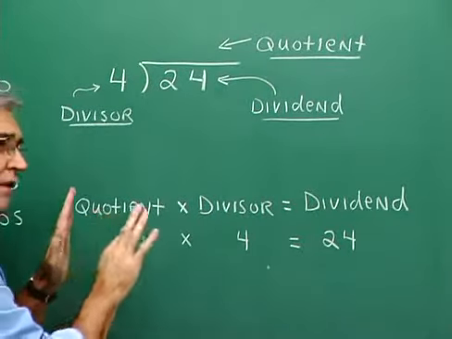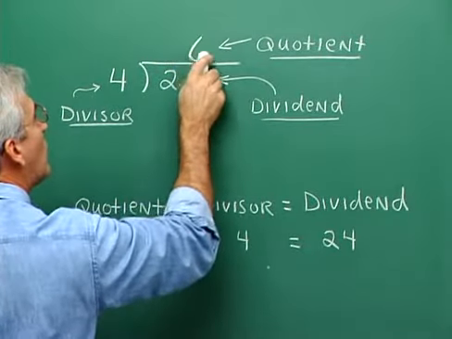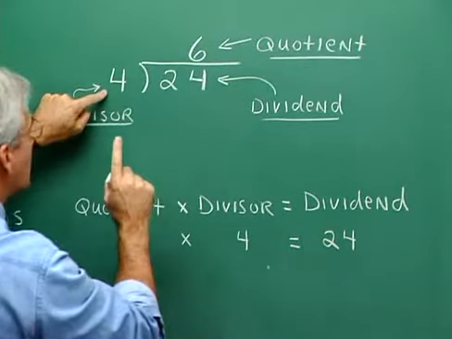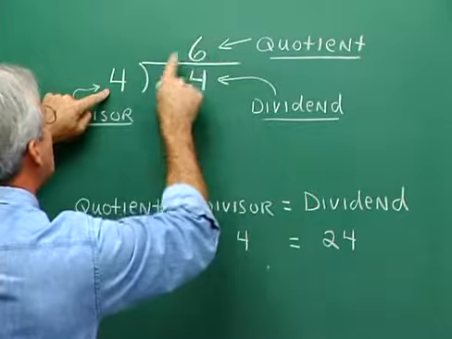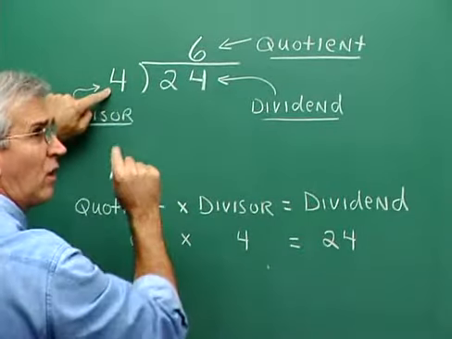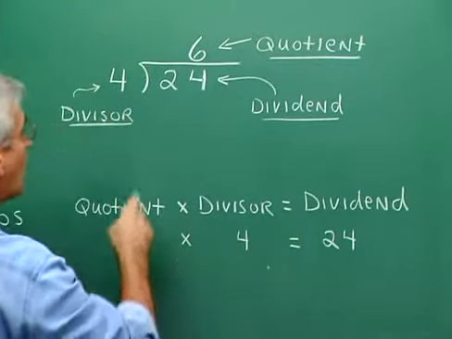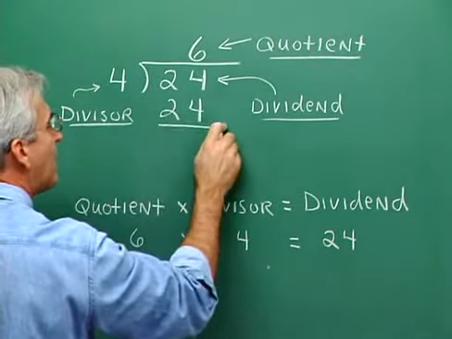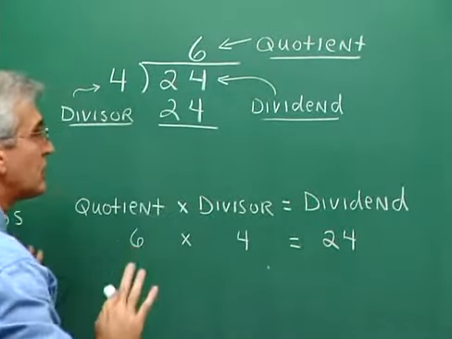And we can verify that this is correct, that there are 6 equal groups with 4 in each group, like this. If we have 6 groups with 4 in each group, that's a total of how many items? Well, it's 6 times 4 items, or 24 items. 6 times 4 is 24. So this is a way to verify that we are performing the division correctly.